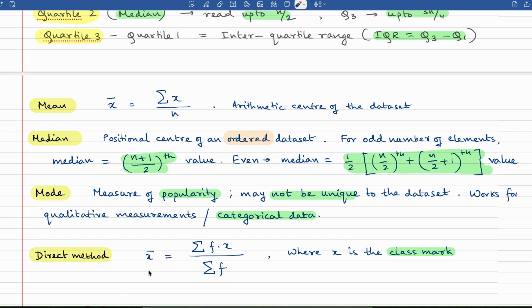So the direct method is x bar, the mean, is equal to sigma fx divided by sigma f, where x is the class mark. So class mark is basically the midpoint of the class. So if a class is from 10 to 20, then the class mark is 15. Upper bound plus lower bound by 2. So sigma f into the class mark divided by sigma f.